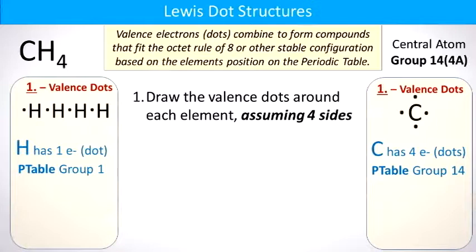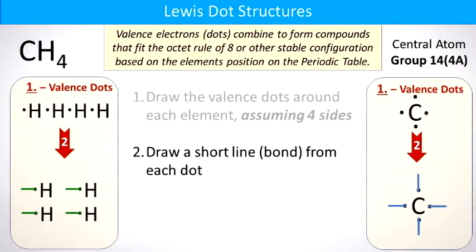The summary of that is shown on the left and right side of this slide, where we have hydrogen that has 1 electron, 1 dot, based on its position on the periodic table. And on the right side of this slide, we have carbon, which has 4 Lewis dots around it based on its position on the periodic table, group 14 or group 4A. Next, we will extend lines from each of the dots, only as a way to help focus on where the electrons will align for bonding.